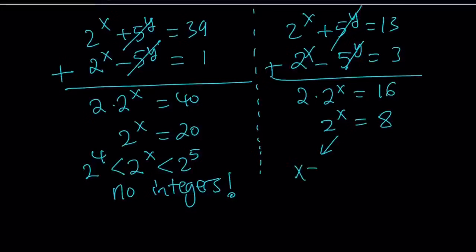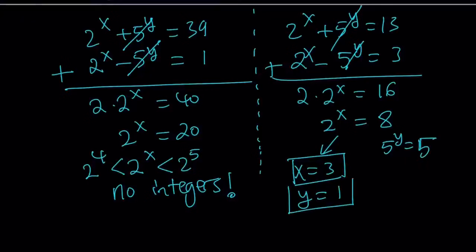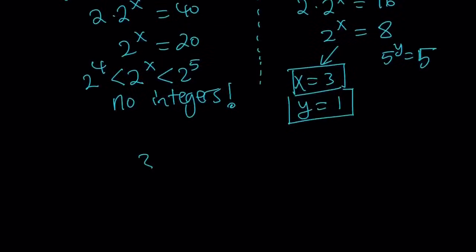X equals 3. Now, how do you find the y value? You can plug it in. Substitute x equals 3, you get 8, subtract from 13, 5. 5 to the y is 5, y is equal to 1. I'm ahead of myself. So that's going to be the only solution pair that you're getting.